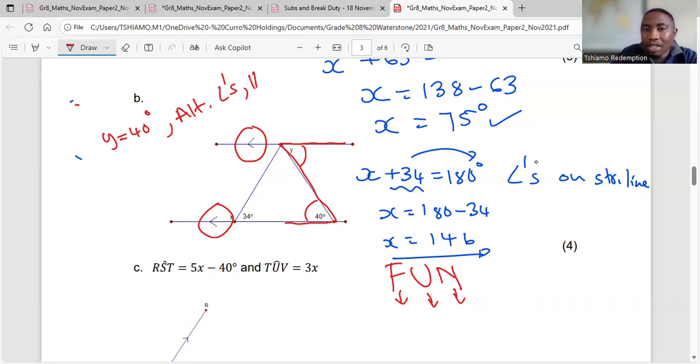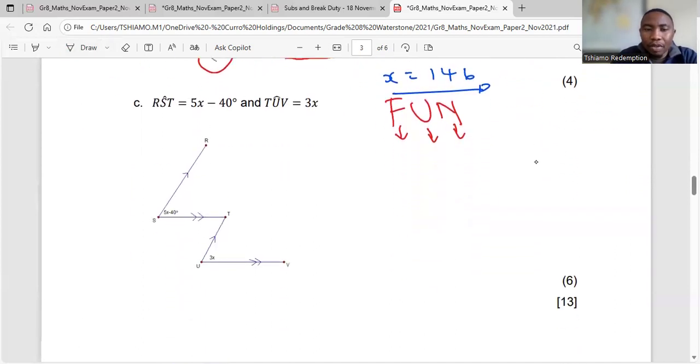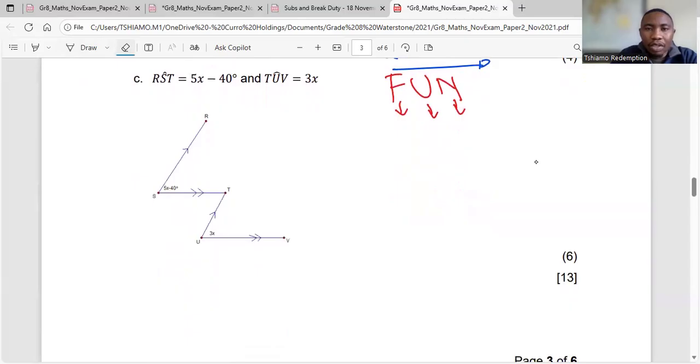Since there are parallel lines, I can say y will be 40 also because of alternate angles. And why are we using this? Because we have parallel lines. So that will be my reason. If there are parallel lines, then I can use alternate angles to find y. Okay, moving along. Let's look at the next question.